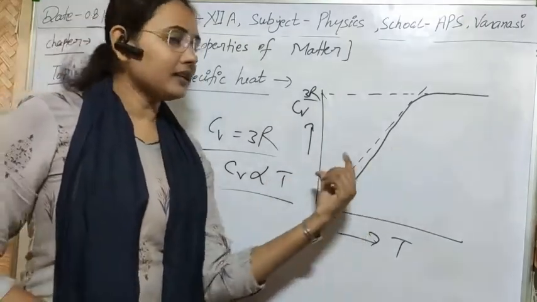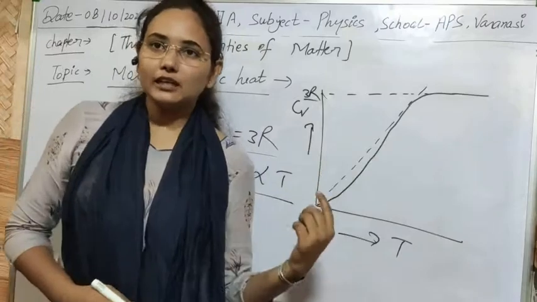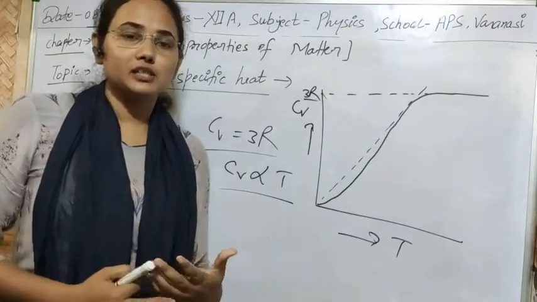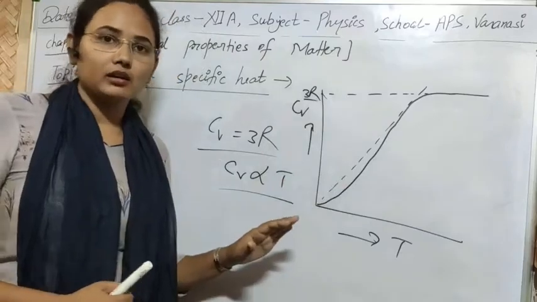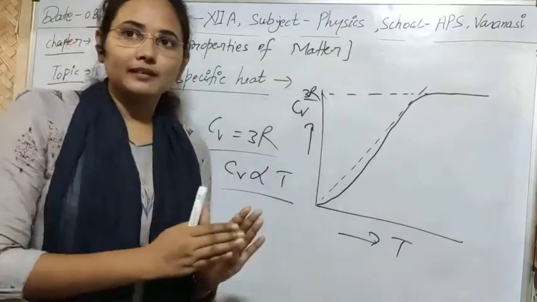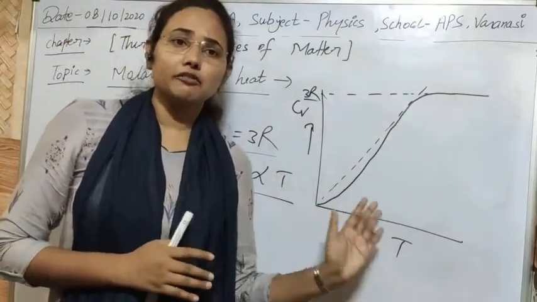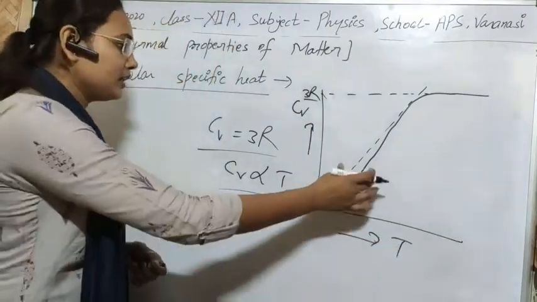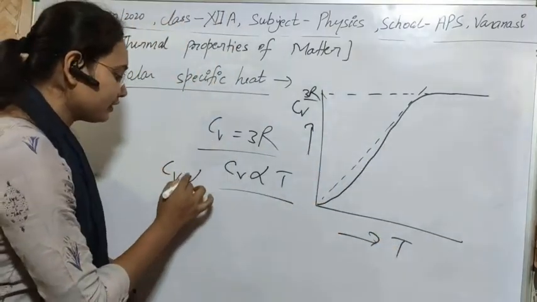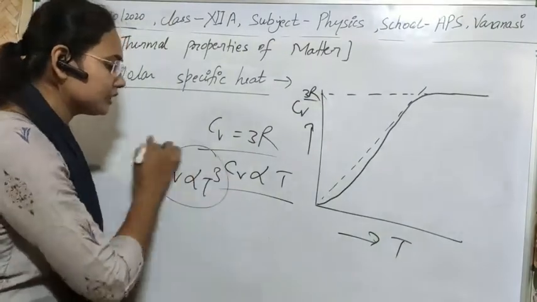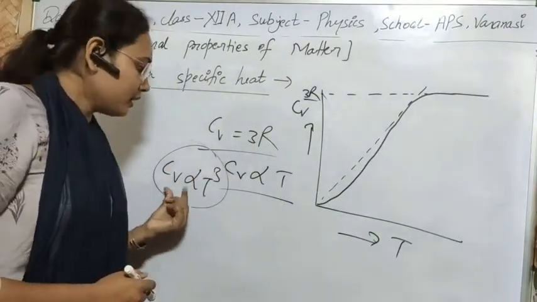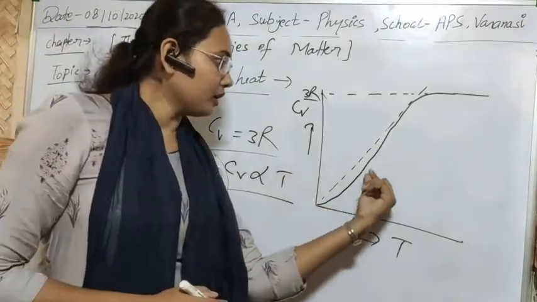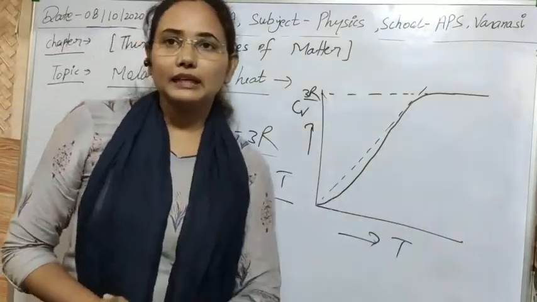Then lastly, Debye tried to explain it using quantum physics, meaning Planck's law of radiation. With the help of Planck's law, he successfully explained the behavior of specific heat with temperature, and he obtained a formula where Cv is directly proportional to T cube. It is also known as the T cube law. According to this, it will draw a curve like this.